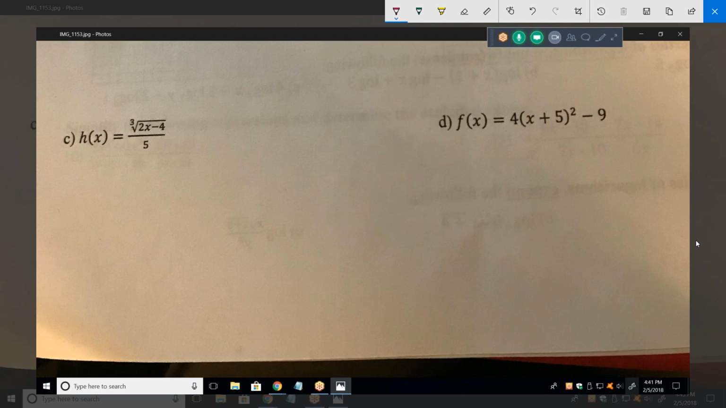Go through each step. Okay. So you change f of x to y, and you get y equals 4, parentheses, x plus 5 squared minus 9. Okay. And then swap the x and the y to get x equals 4, y plus 5 squared minus 9. Okay. So first you're going to add 9.